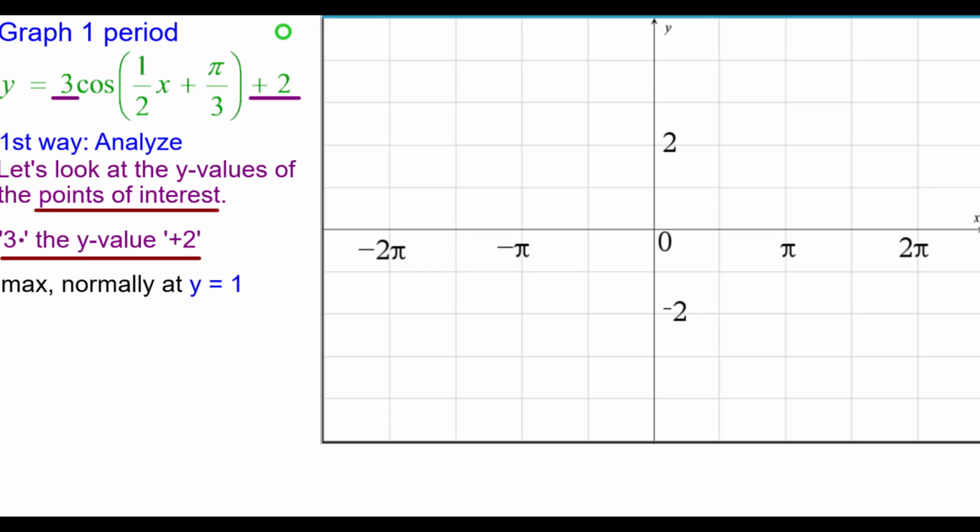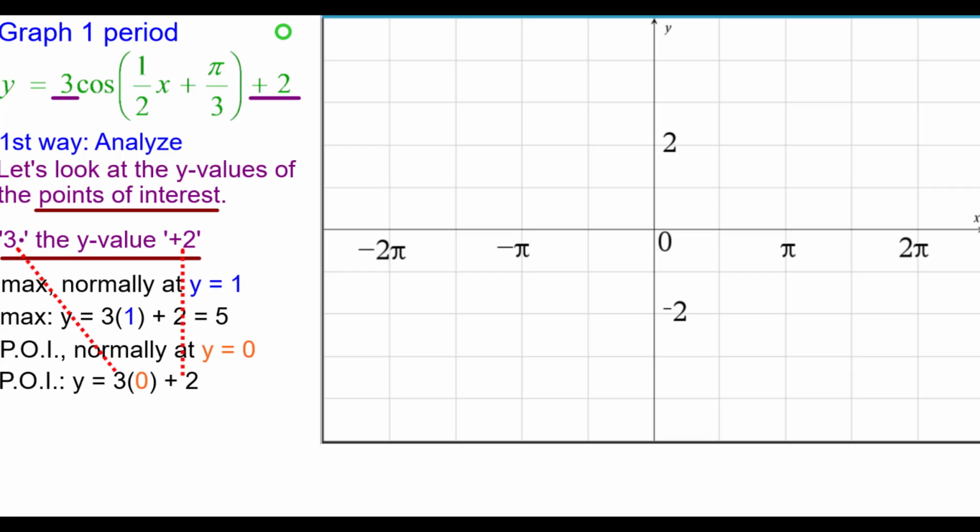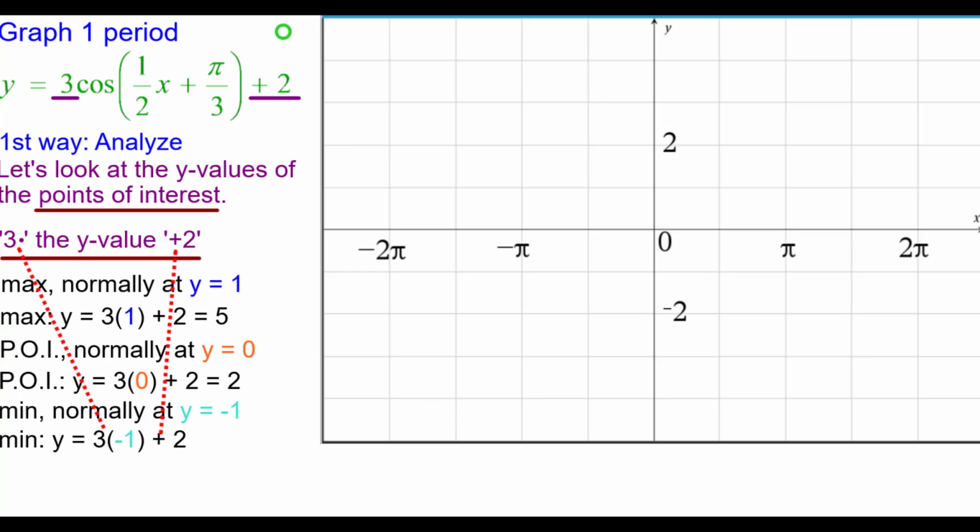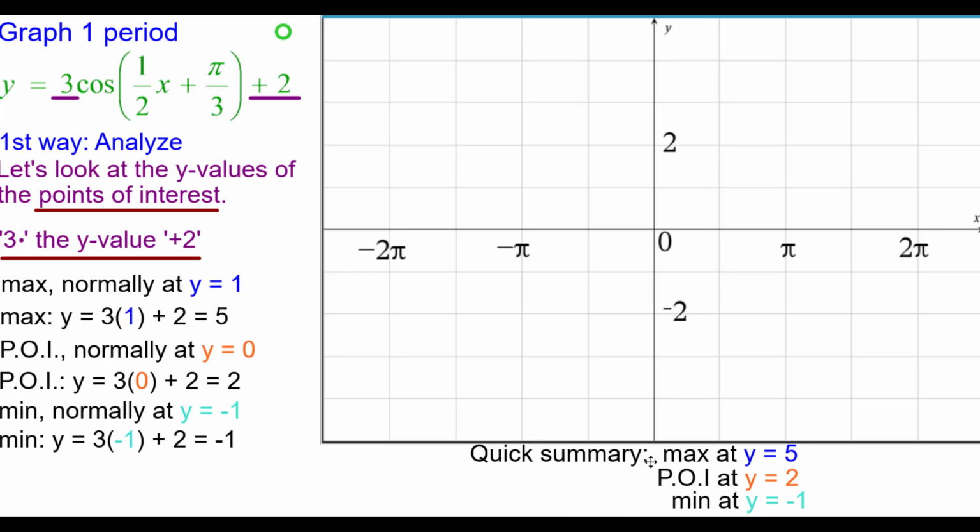The maximum normally is at y equals 1. 3 times that 1 plus 2 is equal to 5. So our maximum is going to be at 5. Points of inflection normally are at y equals 0. But if we multiply that by 3 and add 2, we get 2. And the minimum normally at -1, multiply that by 3 and add 2, we get, again, -1. So here's a quick summary down here where the max, the point of inflection, and the minimum are for the y values.